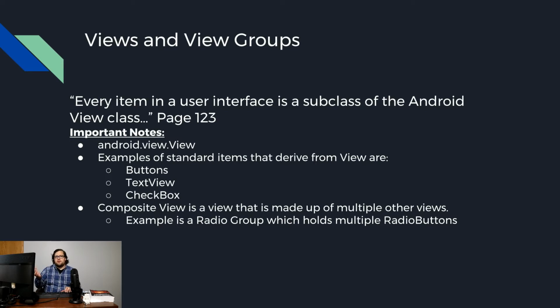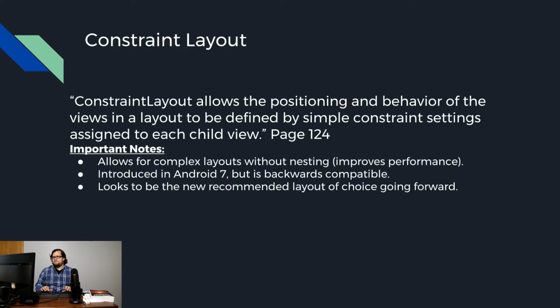A composite view is really that. It's just made up of multiple subviews, so multiple other views. The best example, the one the book gives, is a radio group, which has multiple radio buttons that can be contained in it. So now we're going to start jumping into the different types of layouts we can use.